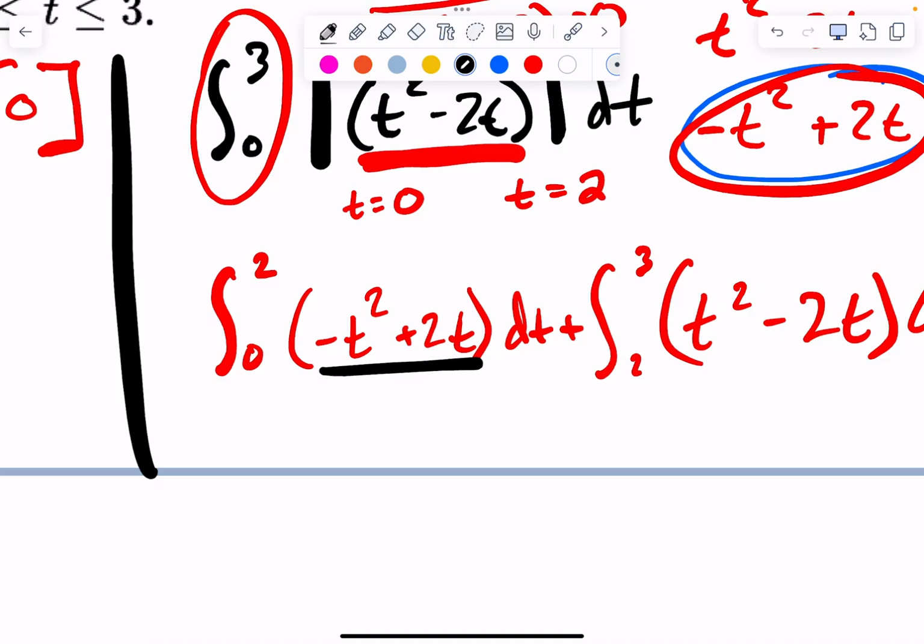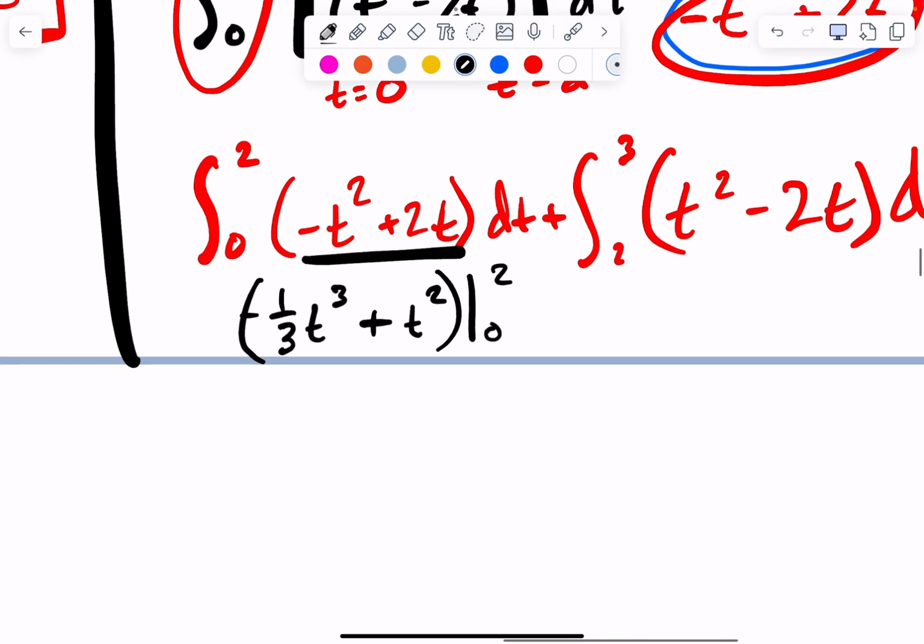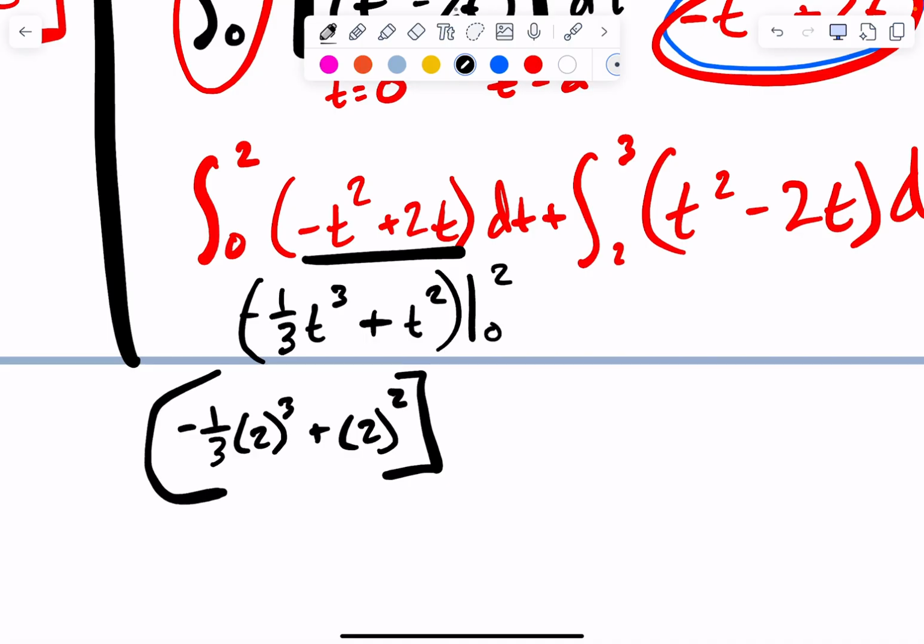What's the antiderivative of this guy? Negative 1/3 t cubed plus t squared from 0 to 2. Okay, should we just go ahead and plug that in? Okay. We know, I'll plug in 2. That's what we get. When we plug in 0, we get 0, right? So this guy, 2 cubed is 8. Let me go in a different color.